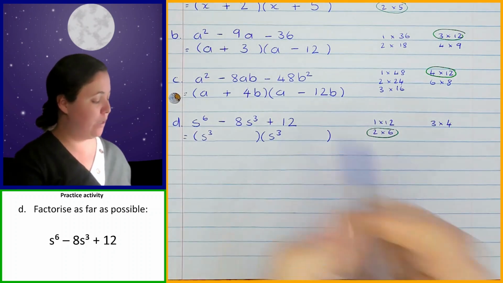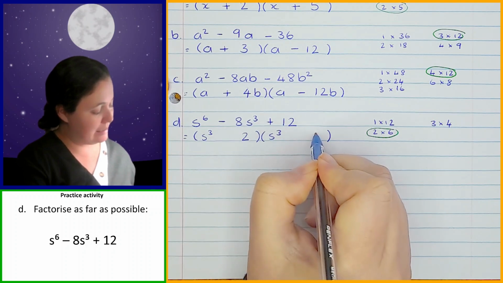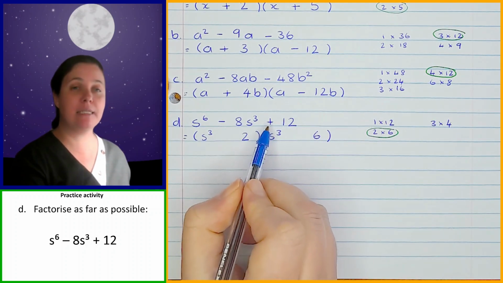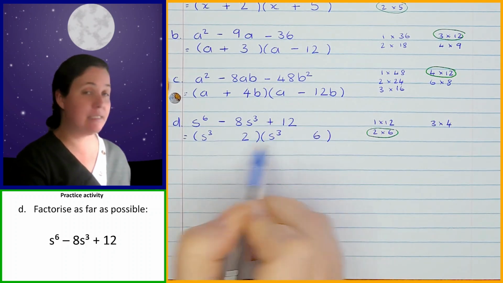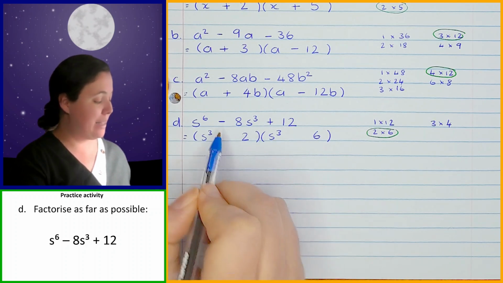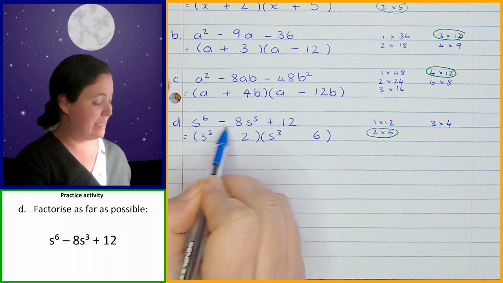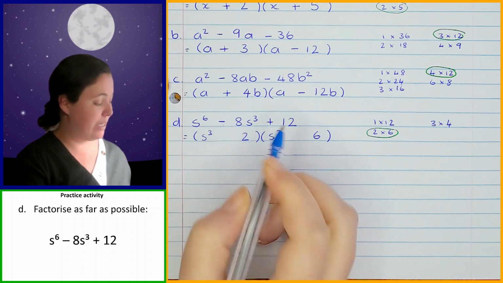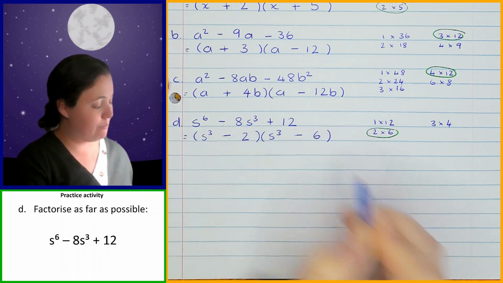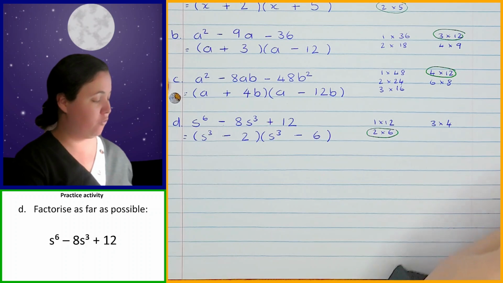So I'm going to put a 2 in one bracket and the 6 in the other bracket. Because this is a plus, the signs are going to be the same as each other, and they both are going to be the same as the middle term sign, which is a minus. So it's -2 and -6. So that's what we should have got for question D.